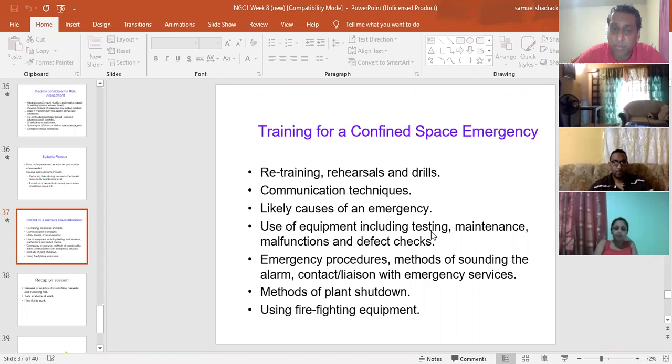So use of equipment: it must be tested and maintained, and malfunction and defect checks carried out. For the rescue team, emergency procedures include the method of sounding the alarm, and contact and liaison with emergency services. A lot of times if the local emergency team is doing a rescue, they have to contact the hospital or the closest medical center. Also methods of shutting down the plant, the safeties, and even using an extinguisher or contacting the full fire services.